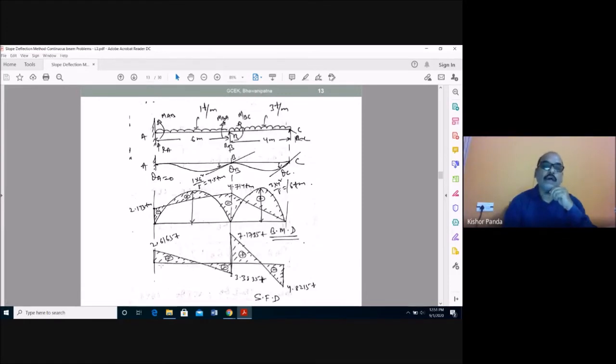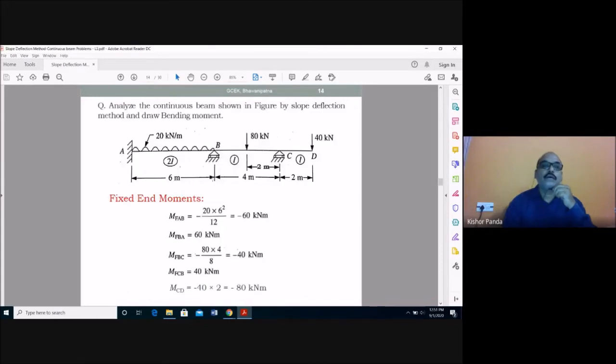Now all are clear, that is how to draw the bending moment diagram and shear force diagram. After knowing the final moment and the free bending moment, the positive moment value, you can plot the final bending moment diagram. Then after knowing the shear force values, you can plot the shear force diagram. Then we'll solve another question.